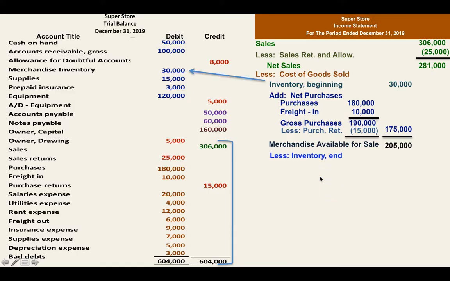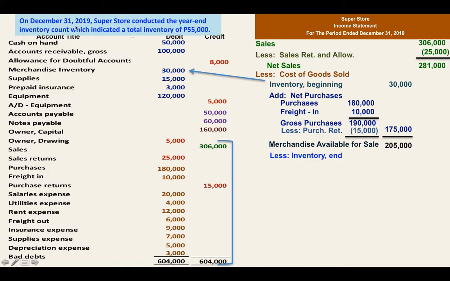Nasaan yung amount ng inventory end natin? We were given that on December 31st, 2019, Superstore conducted the year-end inventory count, which indicated a total inventory of 55,000. So yan ang inventory end natin, yung 55,000. We will deduct that from merchandise available for sale. That will give you now what? Your cost of goods sold.